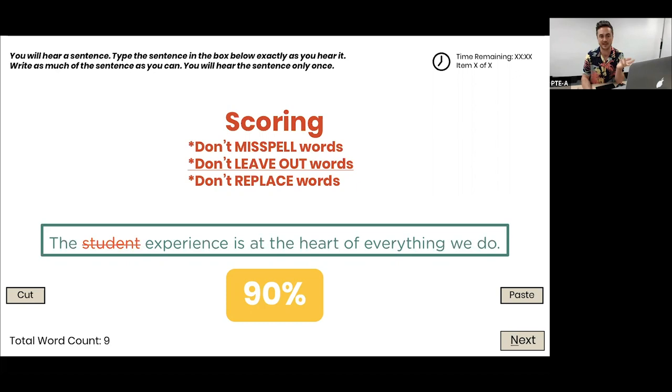And don't replace any words. That means if the word that they say is experience, but you write the word experiment, that would be considered incorrect as well. So make sure you don't do any of that. And I'm going to skip.